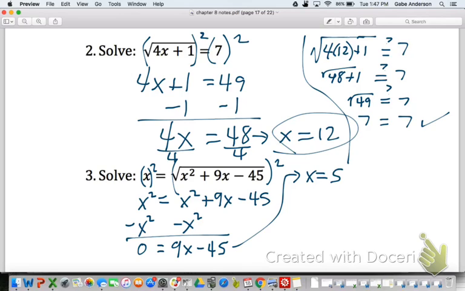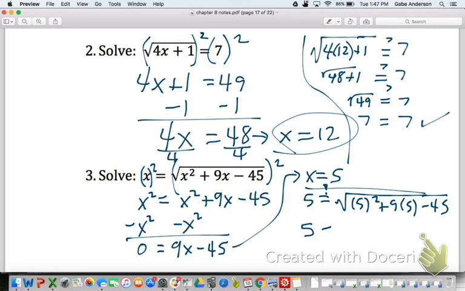It did. I won't put the check up there because we've already done 2 examples of checks. Actually, I take that back. I'm going to put it up there. I want to give you guys a good example. You should always do this. So 5 equals square root of 5 squared plus 9 times 5 minus 45. When you do the arithmetic, you end up with 5 is equal to the square root of 25. And so you get 5 is equal to 5, and it does check, just like you said.